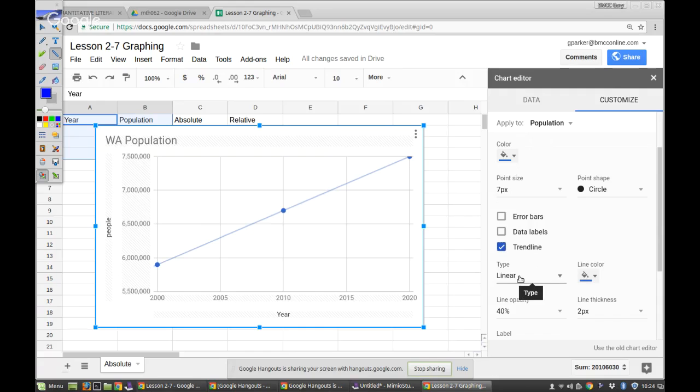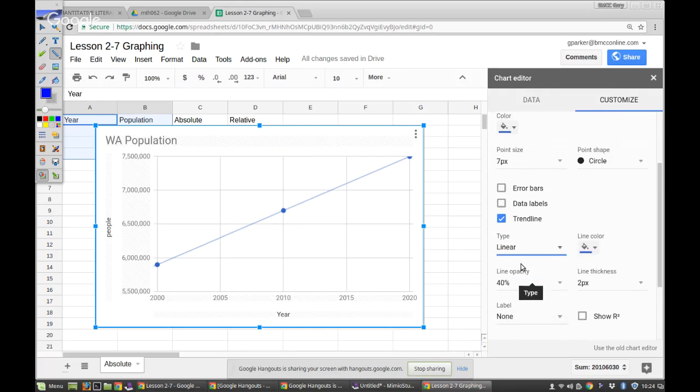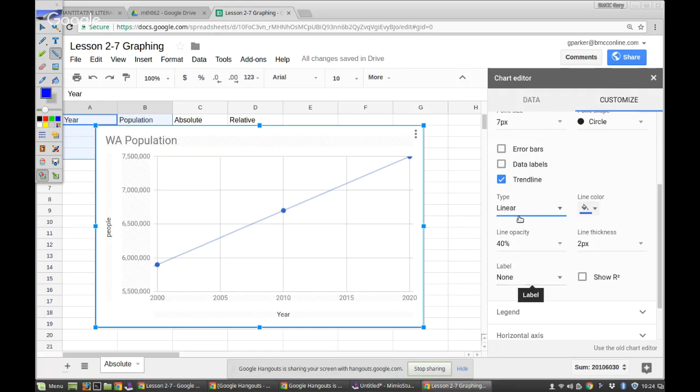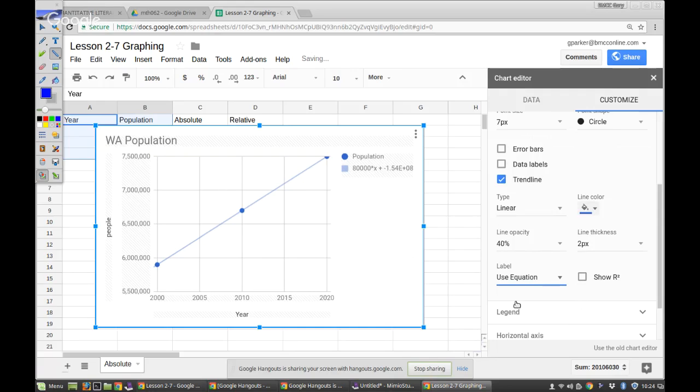And there's different types of trend lines. There's linear, exponential, polynomial, logarithmic, power scale, and moving average. We're doing a linear one, straight line. Okay. Under that, for label, we want to see the equation. So use equation for label. So see if you can make that happen. And I'll talk about what that means in just a minute.